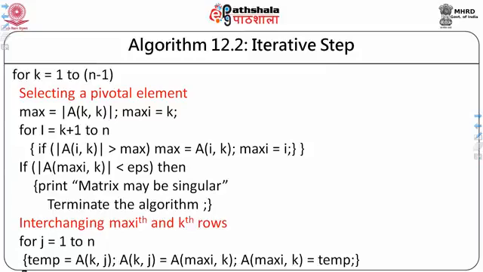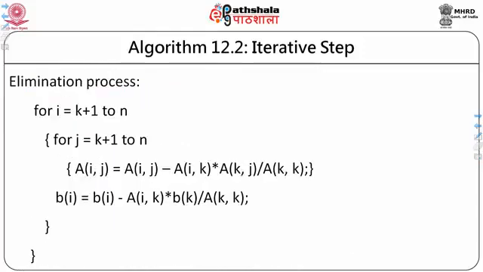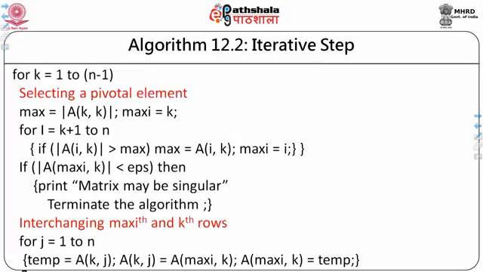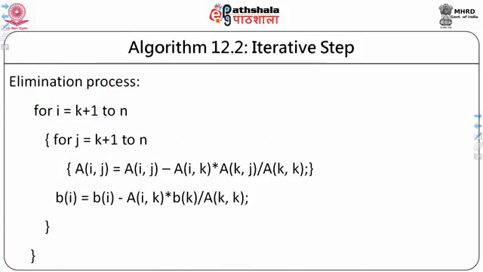So, all the elements for j equal to 1 to n, all the elements in these two rows are interchanged. And then the normal elimination process: again for i equal to k plus 1 to n and j equal to k plus 1 to n, we do the modifications of the elements just as in the previous algorithm. So, in the elimination process, only these two things, the selection of the pivotal element and the interchange of rows, are what we are adding in the Gauss elimination algorithm with pivoting.